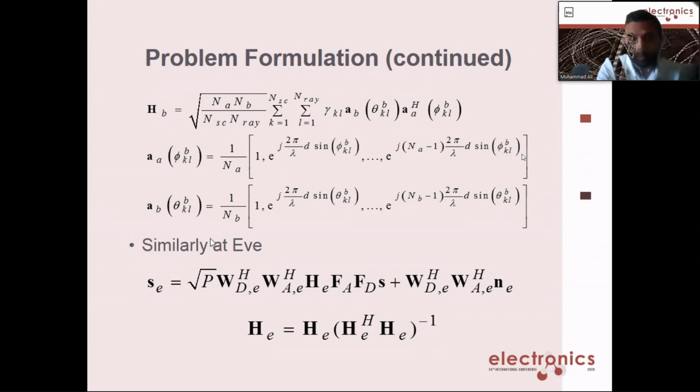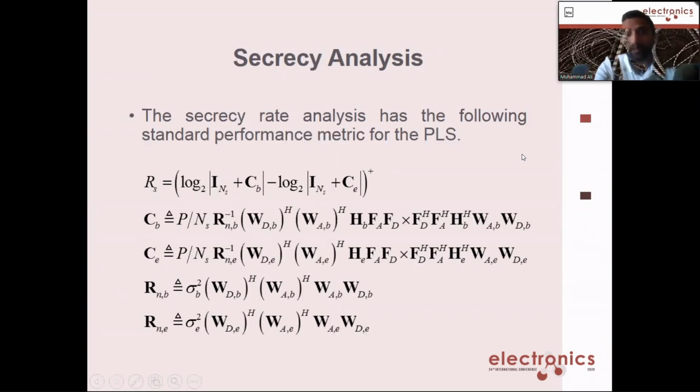In a similar fashion, we get SE, with the difference that the subscript E represents the eavesdropper. As I said, we are using the zero forcing technique. Here, before further analysis, we are applying the zero forcing technique on the Eve channel using this equation. So this is basically the standard performance metric of secrecy analysis. We are interested in this main equation.